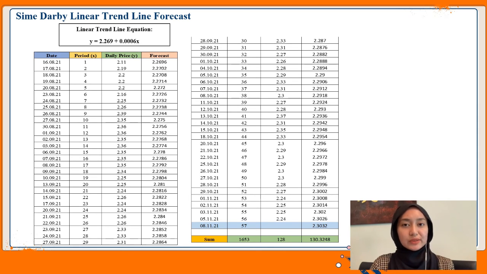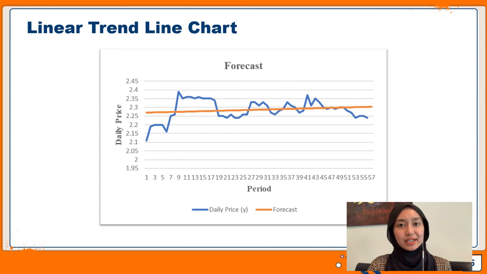So to forecast for this period, we need to substitute 57 into the linear trend line equation, where we will have y equals 2.269 plus 0.006 times 57, and the forecast value for 8 November is 2.3032. Then we can create a linear trend line chart by using the daily data, which is the blue line here, and the forecast data, which is the orange line. So from the chart, it shows that the forecast data shows a trend line movement as it goes up.